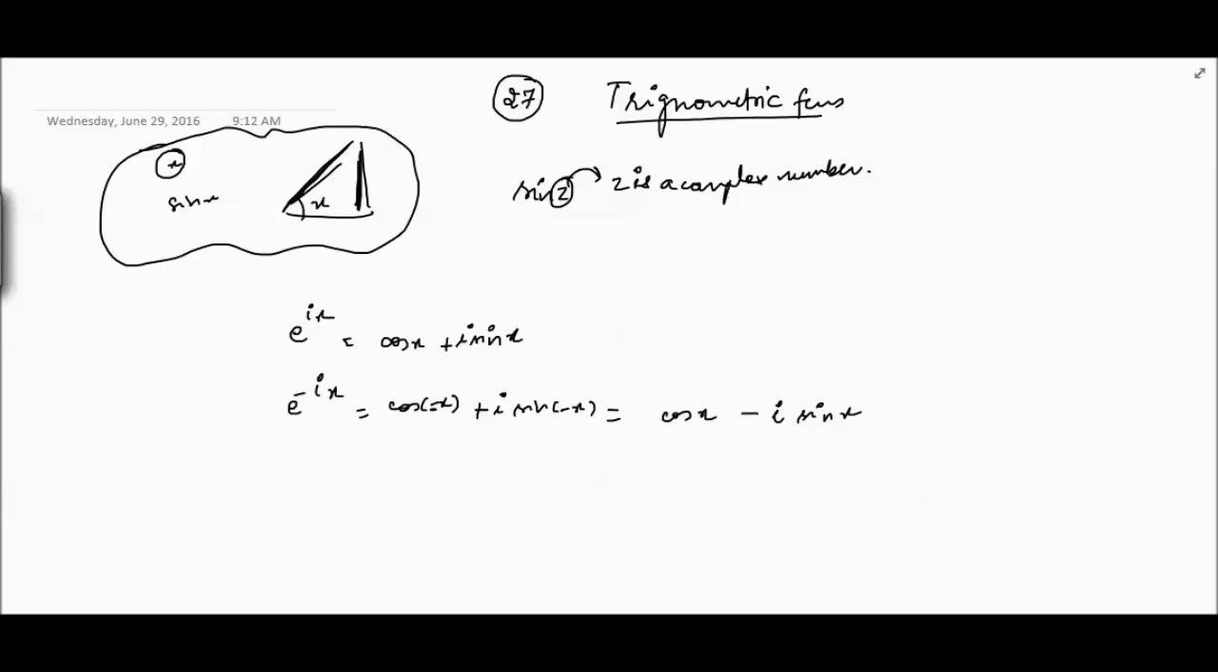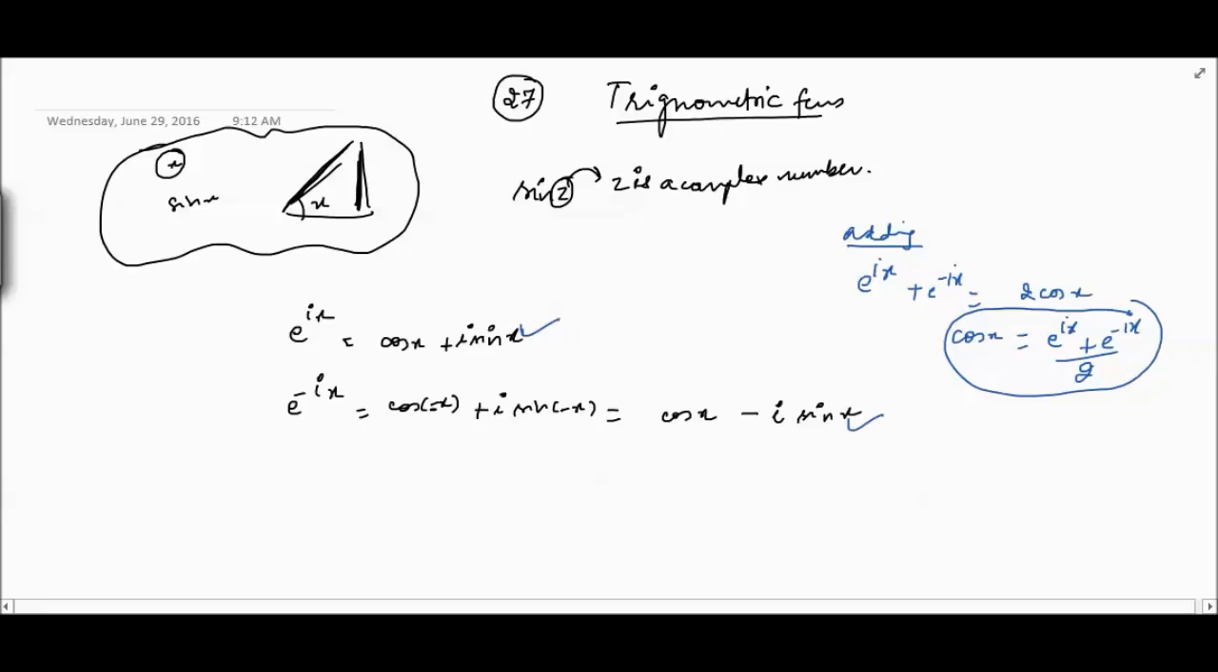Now you can add these two equations, 1 and 2. Adding, you get e raised to power iota x plus e raised to power minus iota x is equal to 2 cos x. Therefore cos x is equal to e raised to power iota x plus e raised to power minus iota x, divided by 2.